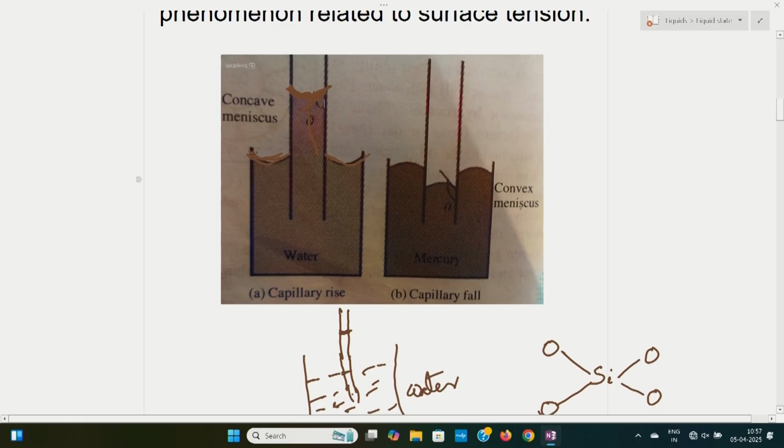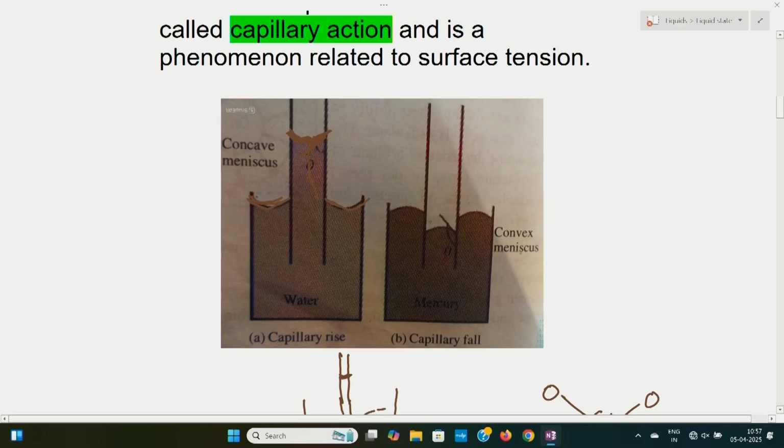The second case is that when mercury is in contact with the glass, capillary fall will happen. We will see what is the reason for that. When mercury is in contact with the glass, the adhesive forces between the mercury and the silicon dioxide are smaller than the metallic bond existing between the mercury molecules. Because of that, the capillary fall is happening.